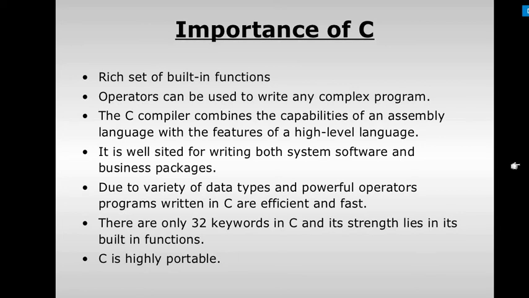It is well suited for writing both system software and business packages. Not only for system software, like as we know that the B language was predominantly written for system software, whereas C is helpful for both system software and business packages. Due to variety of data types and powerful operators, programs written in C are efficient and fast. 32 keywords are in C language and its strength lies in the built-in functions.